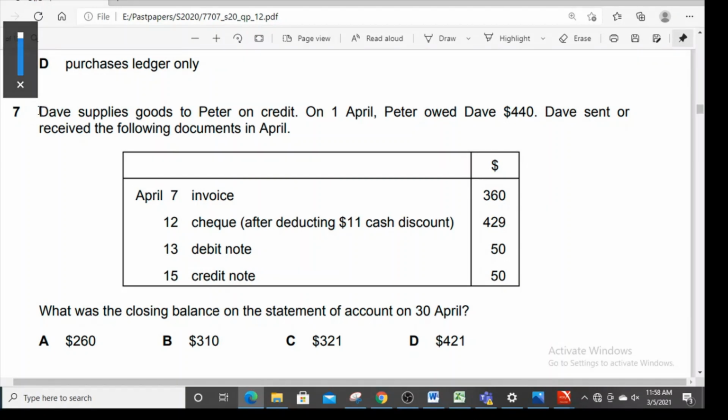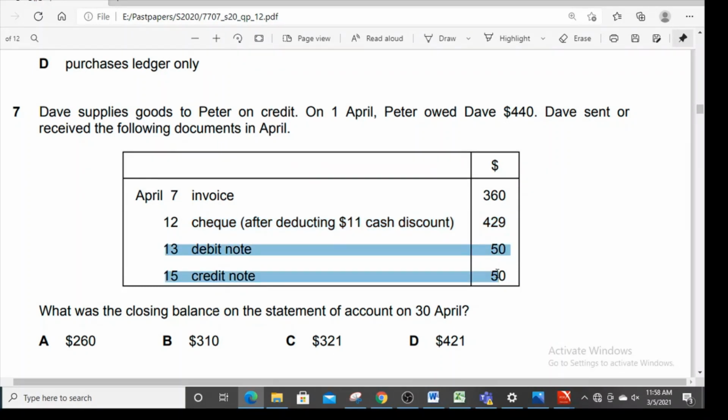Question number 7 is Dave supplies goods to Peter on credit. On 1st April, Peter owed Dave 490, and Dave sent or received the following documents in April. Invoice, check after deducting $11 cash discount. So please remember the value of the check is 429, and 11 is the discount which has already been deducted. Debit note 50 and credit note 50.